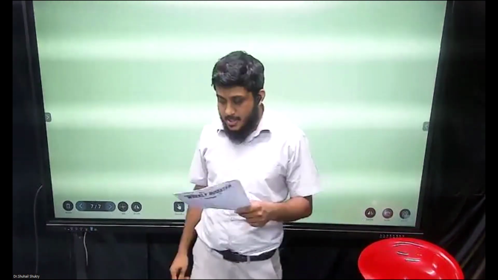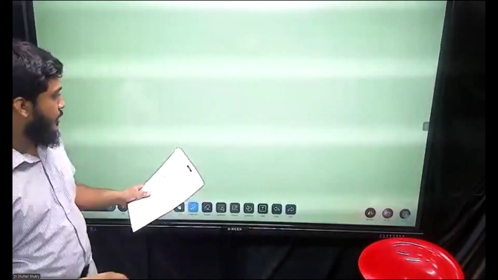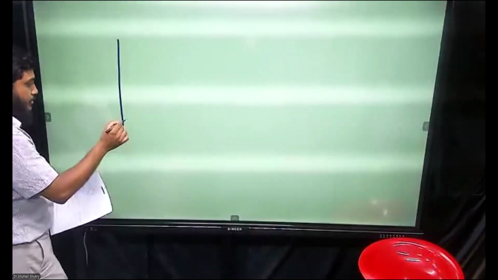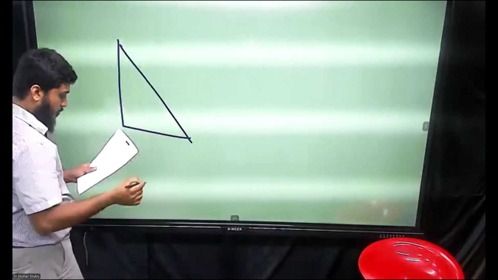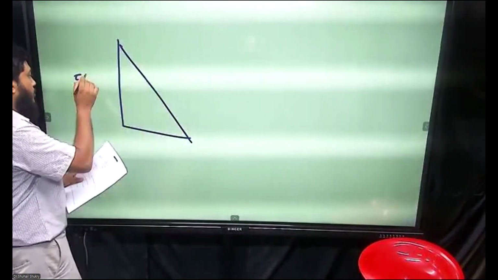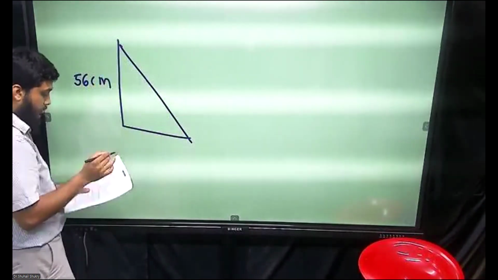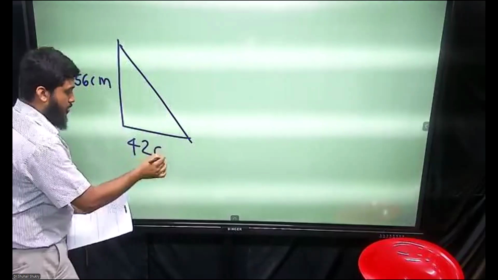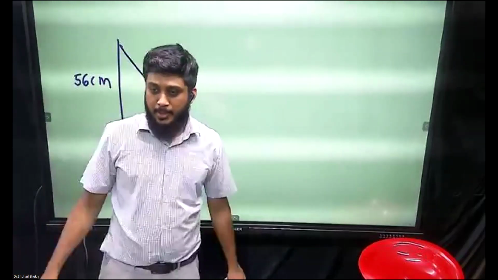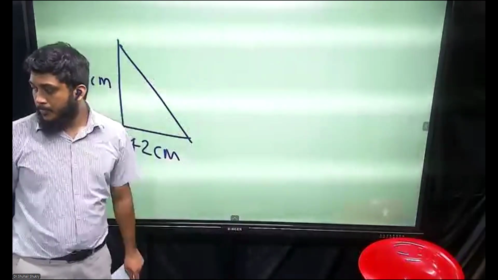Calculate the length of BC. That is, calculate the length of BC. So there is a right angle triangle like this. And this is a flower bed. What is a flower bed?